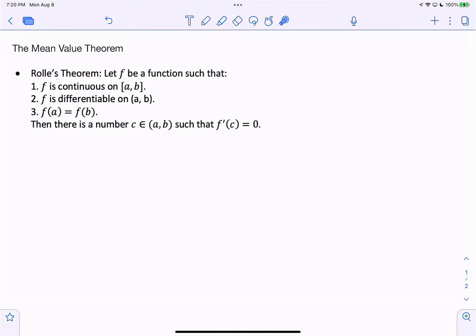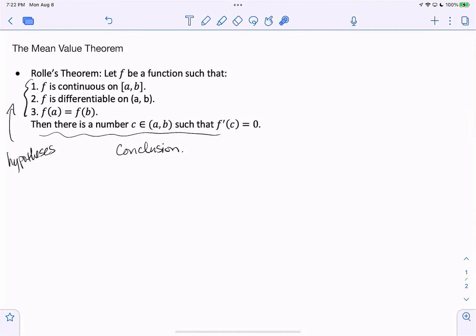Rolle's theorem starts out with hypotheses and gives a conclusion. Let f be a function such that 1, f is continuous on the closed interval from a to b, 2, f is differentiable on the open interval from a to b, and 3, the function value at a equals the function value at b. Then there's a number c in the open interval from a to b such that f prime of c is equal to 0. The 1, 2, and 3 here are called hypotheses, and the final sentence here is the conclusion. What Rolle's theorem says is that if 1, 2, and 3 are true, then the conclusion, there's a place where the derivative is 0, is guaranteed.